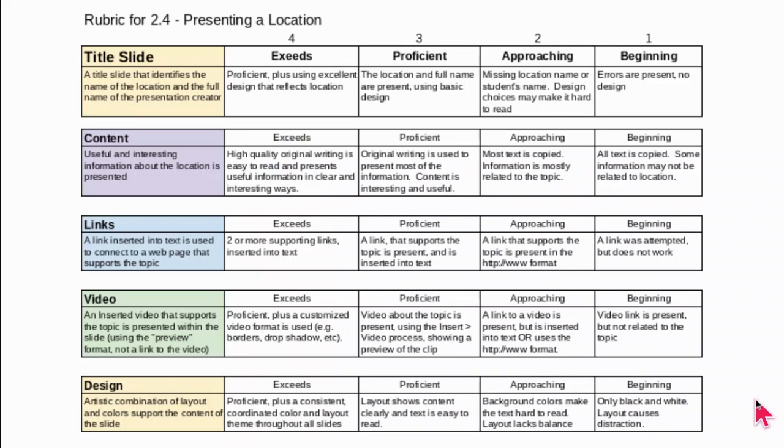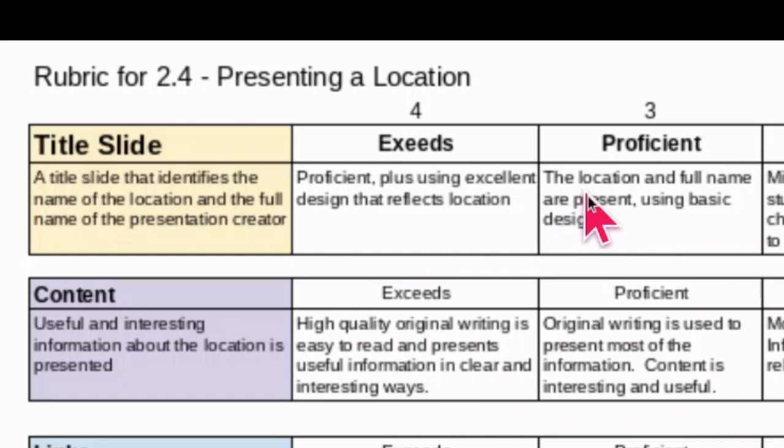Let's take a look at the rubric. I'm grading 5 things. Okay, each one is worth 4 points. Using the standard scale of 0 to 4, I'm going to focus here on proficient. Okay, we want everyone to be proficient. The title slide needs the location and your full name using basic design. In terms of content, useful and interesting information, original writing is used to present most of the information. Content is interesting and useful.